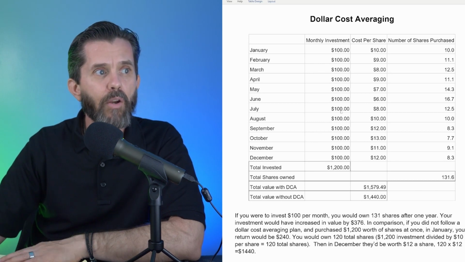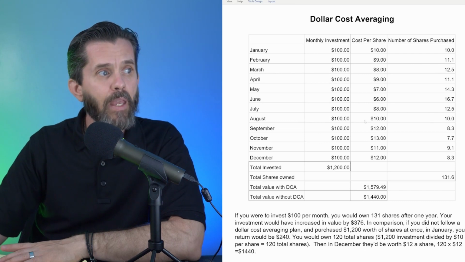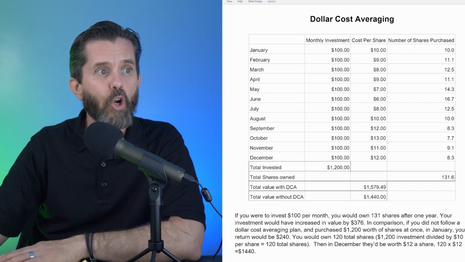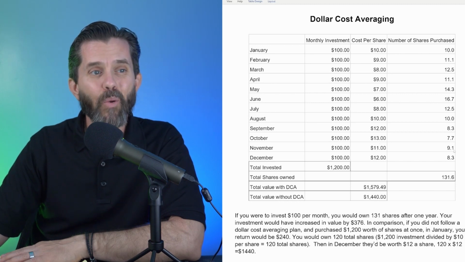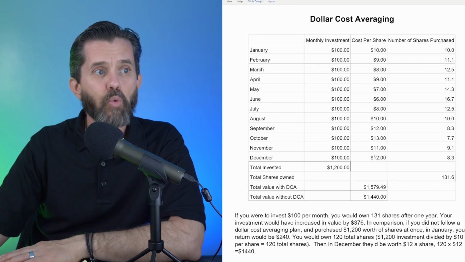In July, you have $100, $8 a share. You have 12.5 that you bought. August, it goes back to $10 a share at $100. Now you can buy 10 again. September, it goes up to $12. You can buy 8.3. In October, it's 13. You're buying 7.7. $11 in November, 9.1 shares. In December, it's $12 a share, and you bought 8.3 with your $100.